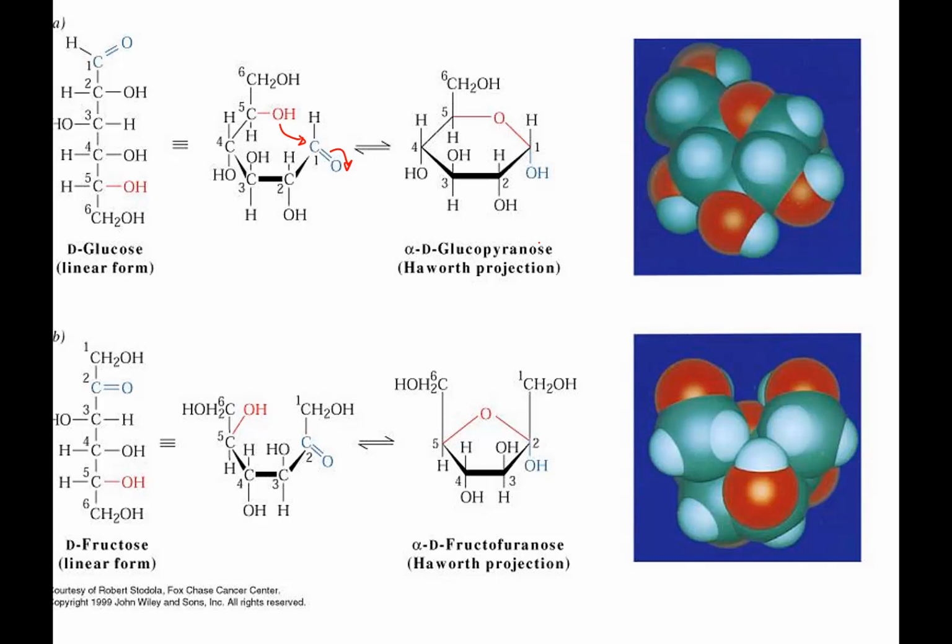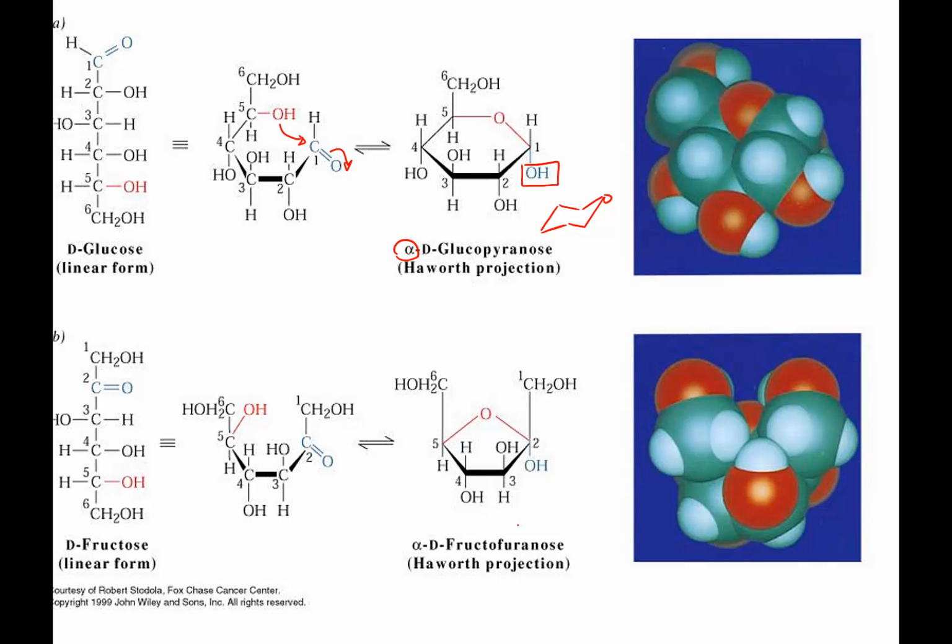The D, I'll come back to in a moment. The idea here is alpha. Alpha means that the OH is in the down or axial form, and then the H would be equatorial. Remember, these Haworth projections you see in biology, we learned that they really should be some type of cyclohexane ring.